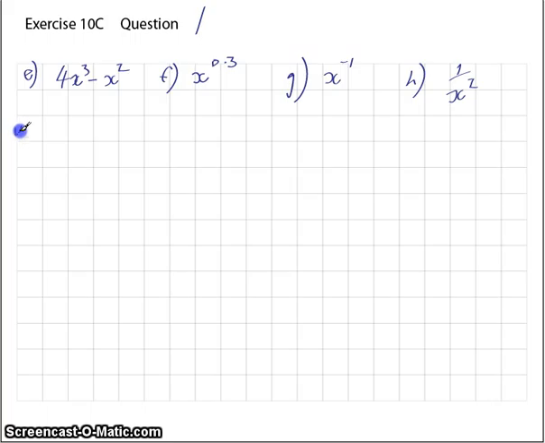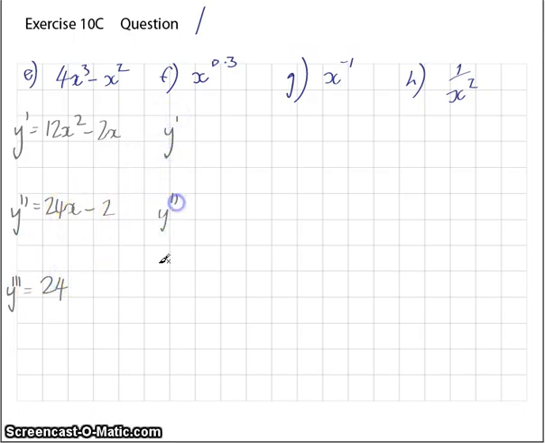On to the next page. We again want to do the first, the second and the third derivatives for these ones. So here we have power rule again, 12x squared minus 2x. We do that again, we get 24x minus 2. And then again we get 24.